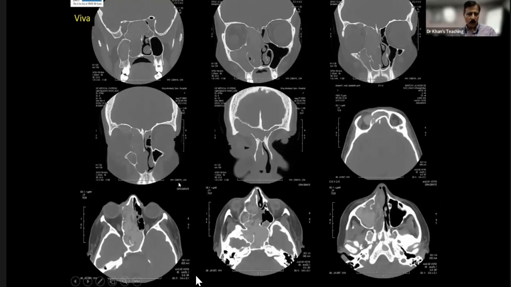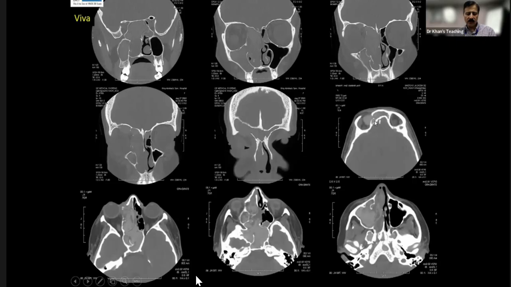Now, look at this case. There is opacification of the nasal cavity as well as the maxillary sinus. If you look carefully, look at this lamina papyracea, you will appreciate that from here to here, there is expansion of the bone, and some destruction of the bone. Even here, you can see some destruction of the bone, and look here.